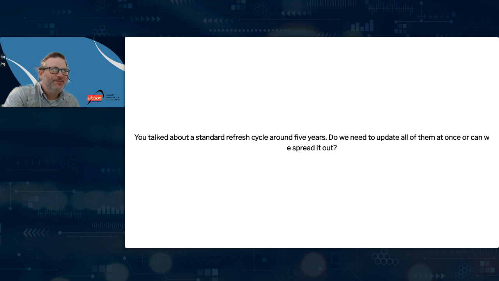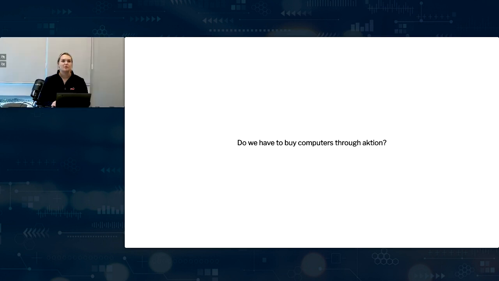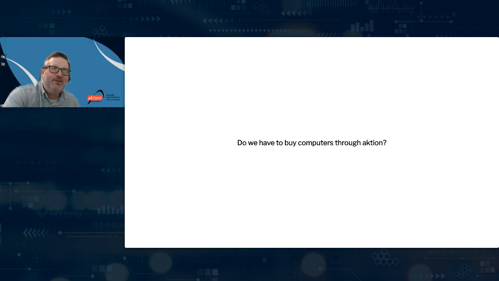Awesome. We have another question. Do we have to buy the computers through Aktion? So with this program, if you're interested in having us include the deployment of the refreshed machines, yes, we would be the provider. The procurement and the deployment is included in that monthly fee. So yes, we would have you purchase through us.